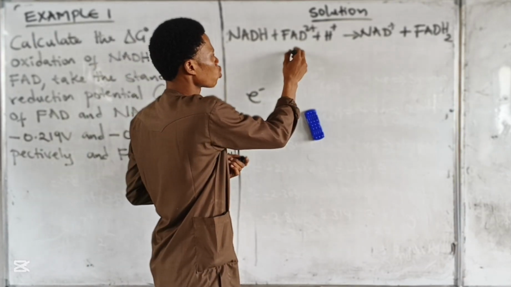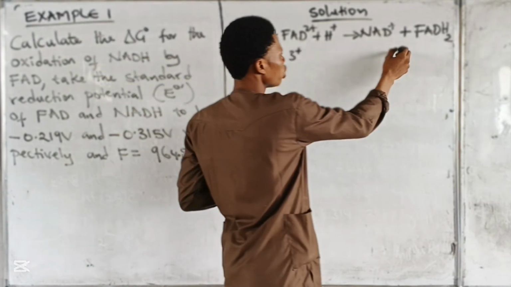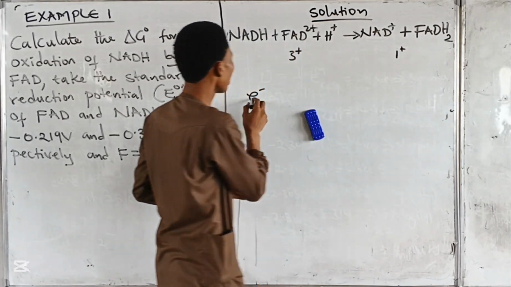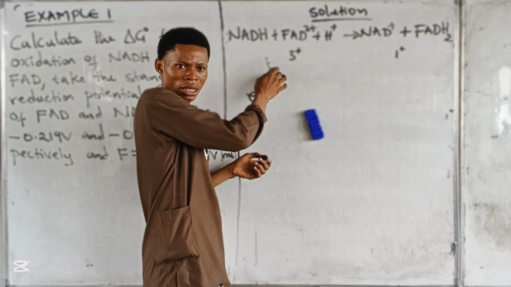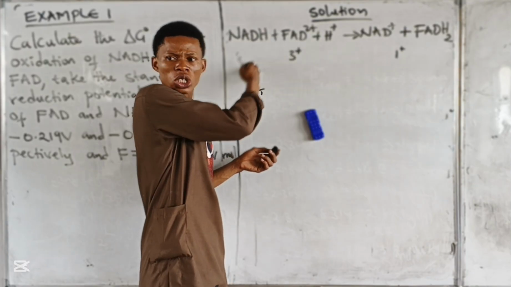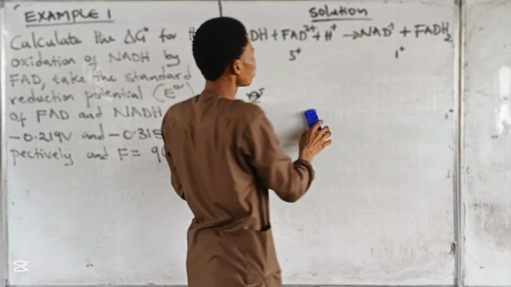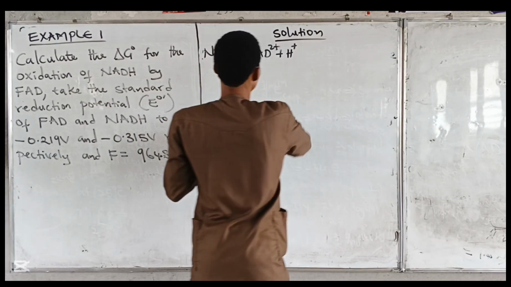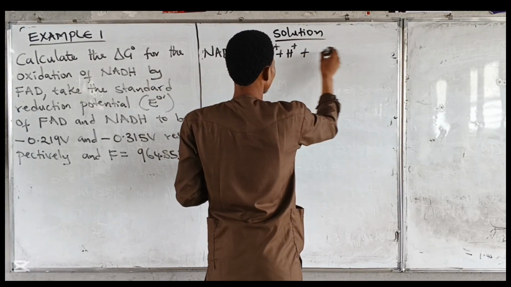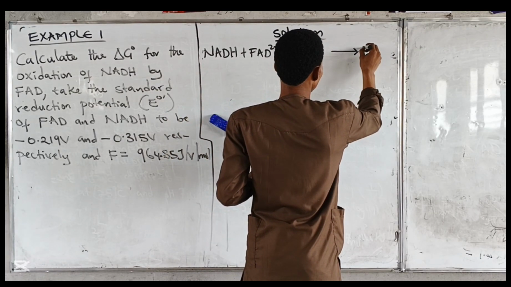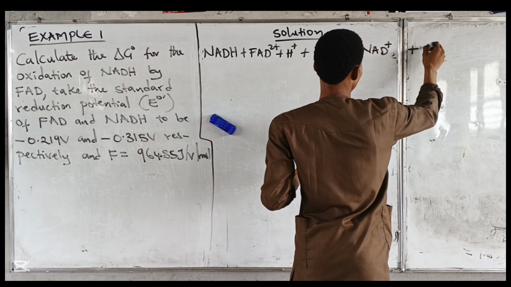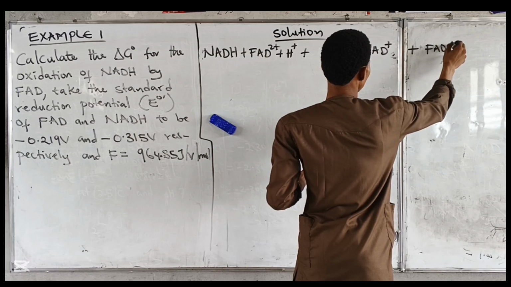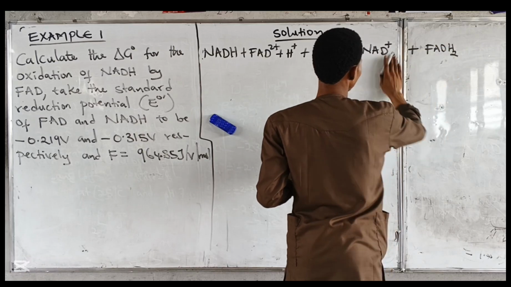The total charge we have here is what? 3 plus, right? How many do I have here? 1 plus. So electrons, this is negative, right? So I want to reduce this one to 1. So I want to add the electrons here. So here you agree with me that we'll be having plus, what was here? NAD plus, what was here? FADH2, right? Is that all?